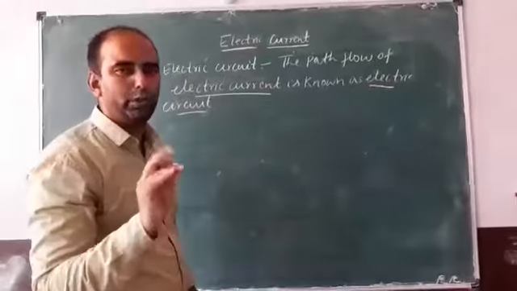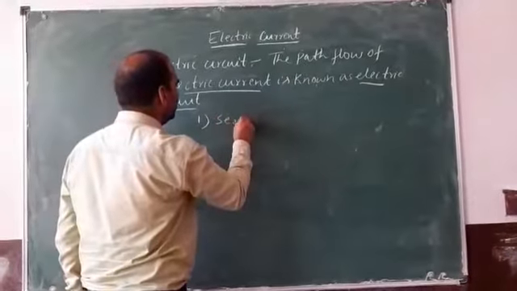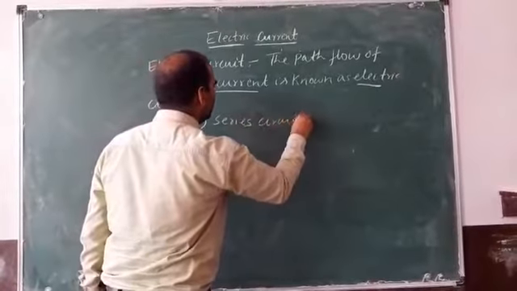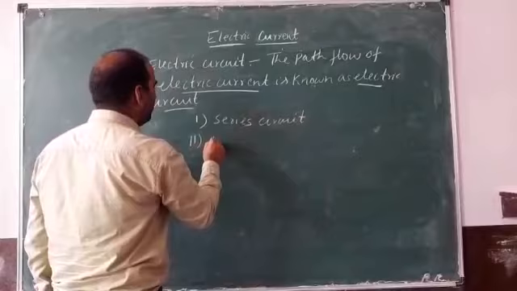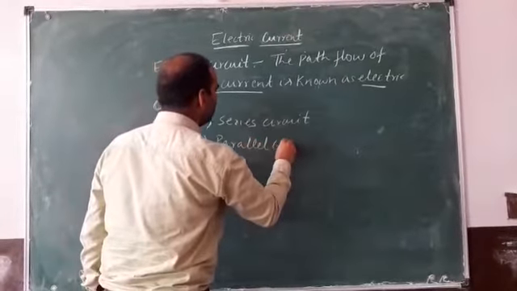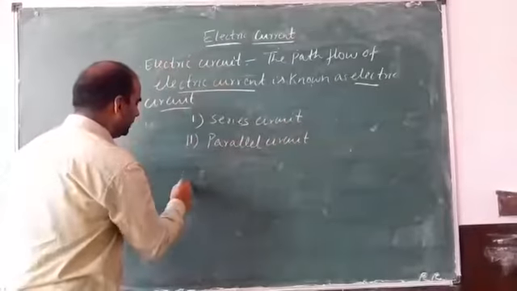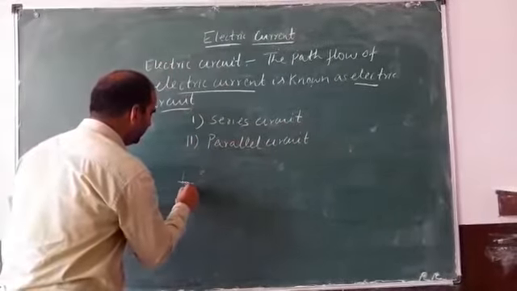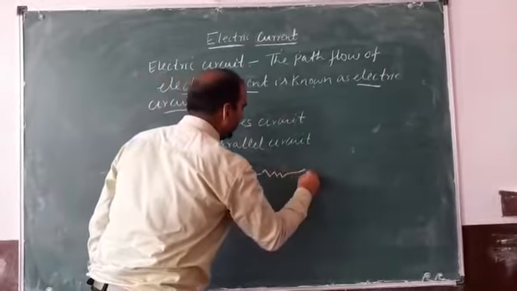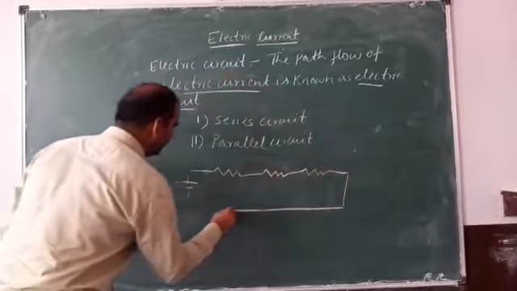And there are two types: series circuit and second, parallel circuit. In a series circuit like this, the resistors are connected in a chain.